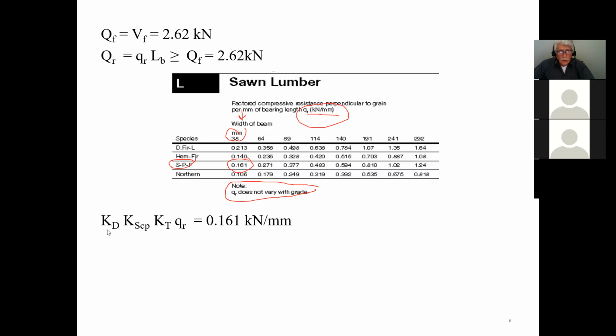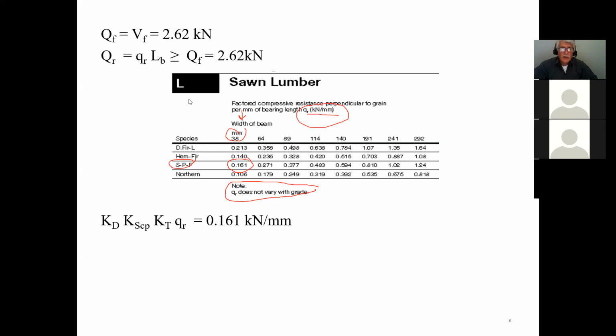Now, guys, do not take the VF value that you modified for the joist and use that as your QF value and then calculate QR. That is wrong, because the modification factors here are not all the same like the ones for the beam. Okay, so that's why you shouldn't do that.